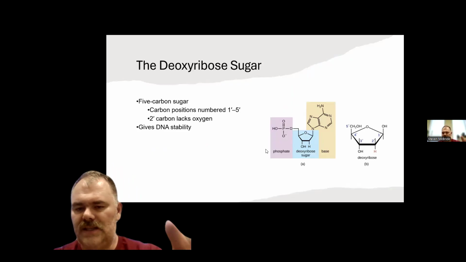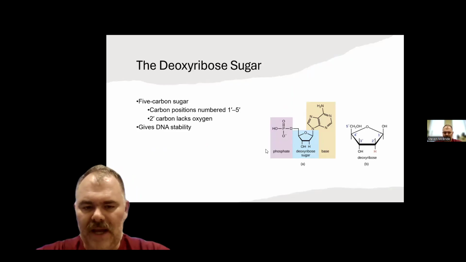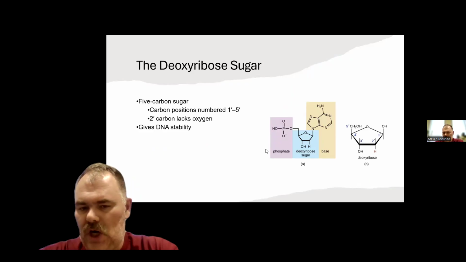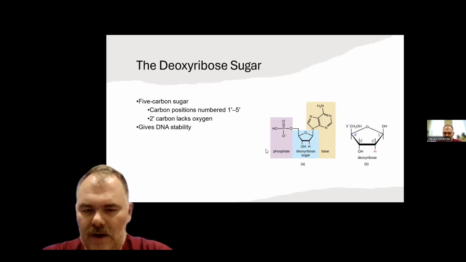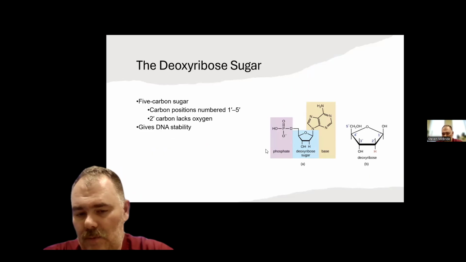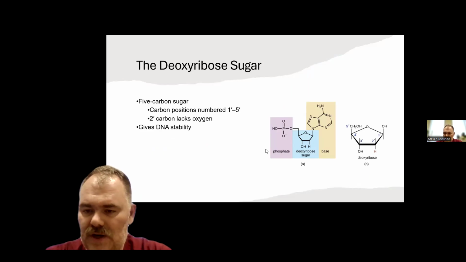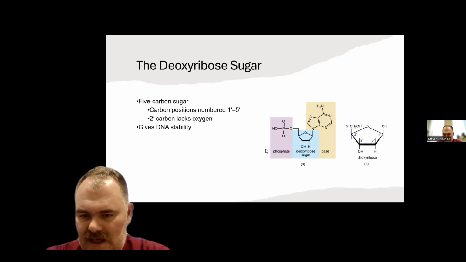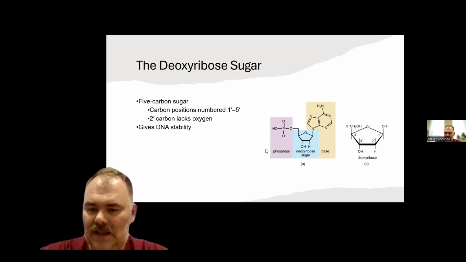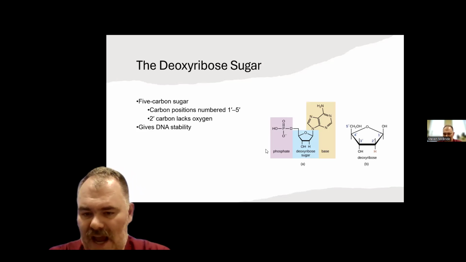So you can see here that the carbon is numbered. We number our sugars, our deoxyribose or ribose sugars, like 1 to 5. The terminology is 1 prime, 2 prime, 3 prime, 4 prime, 5 prime. You can see the little prime notation next to the numbers. This numbering becomes important later when we discuss DNA directionality.